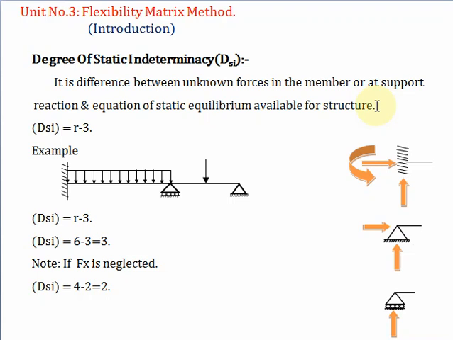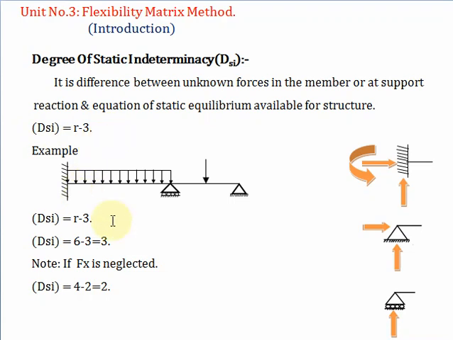Okay, so here DSI is equal to R minus 3. Here what is R now? R is nothing but the support reaction, and the 3 is nothing but the static equilibrium equations available for the structure. Okay, and for a two dimensional structure, the number of static equilibrium equations available are 3, that are summation Fx, summation Fy and summation of the moment. Okay, so 3 equations are available. So here we are given the number 3. So DSI equal to R minus 3.